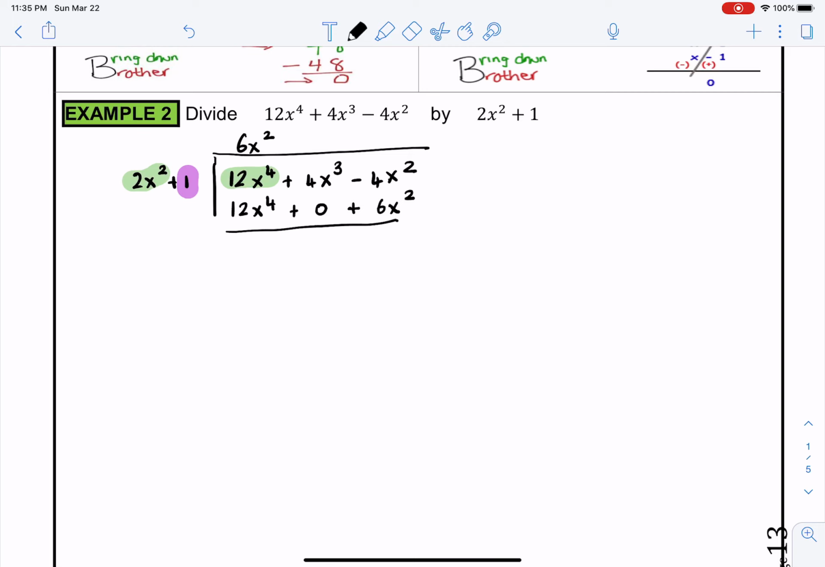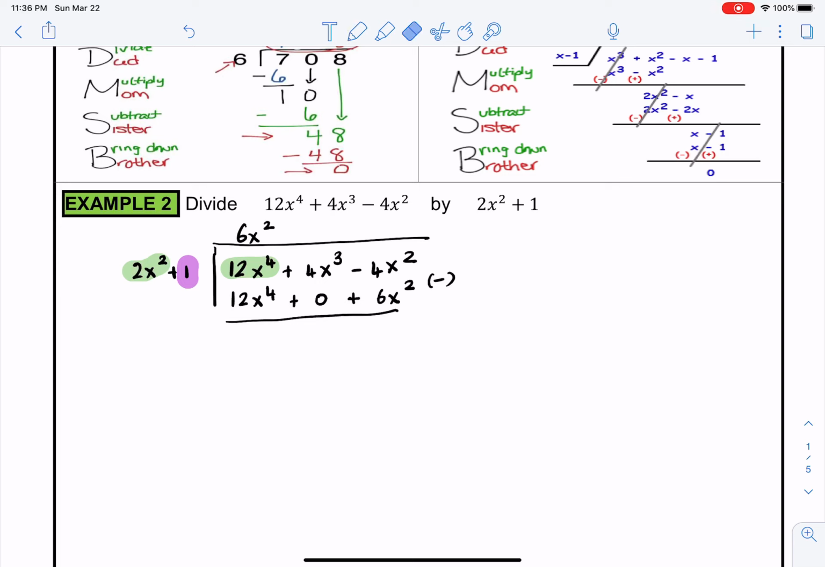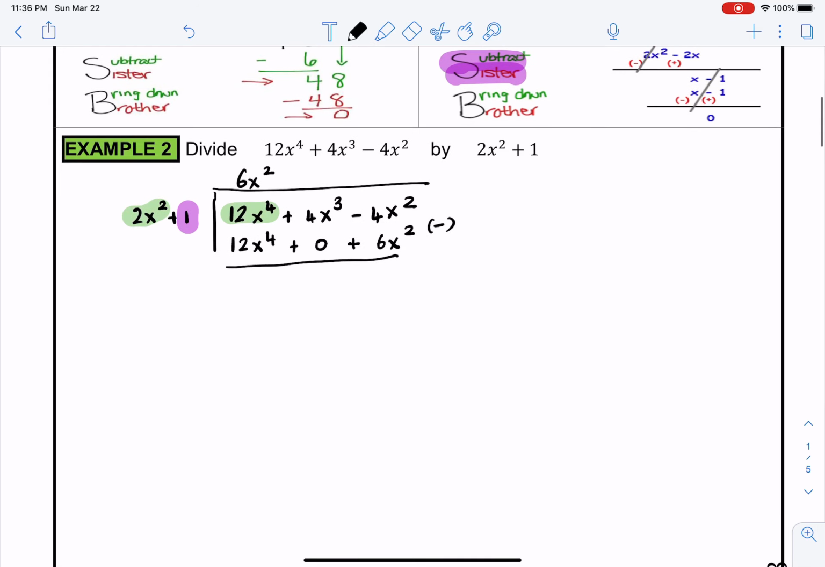Now we have to subtract. This is where the subtract part comes into play. And when we subtract, those two terms would go away. And now comes the bringing down part. So 4x cubed minus 0 is 4x cubed. Negative 4x squared minus 6x squared is negative 10x squared.